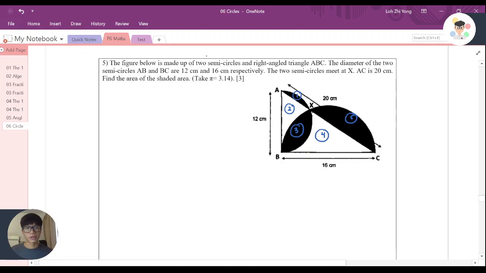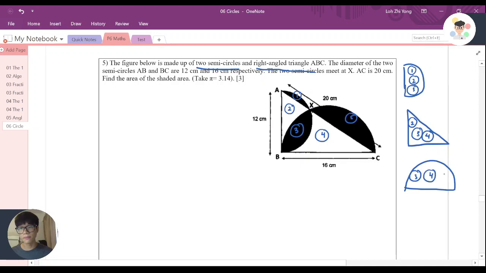I know that it's always easier for me to calculate a semicircle or a triangle. So let me write it down here. This is a semicircle that covers 1, 2, and 3. And this is actually a triangle. I know that there's another triangle here, and it covers 2, 3, 4. And there's another big semicircle here, which is actually 3, 4, 5.